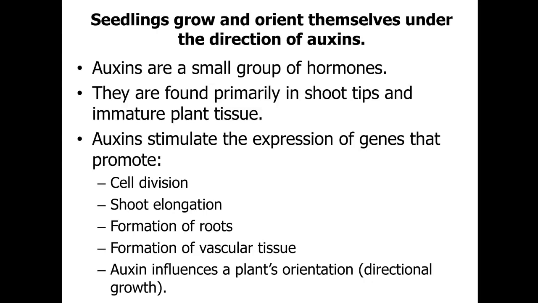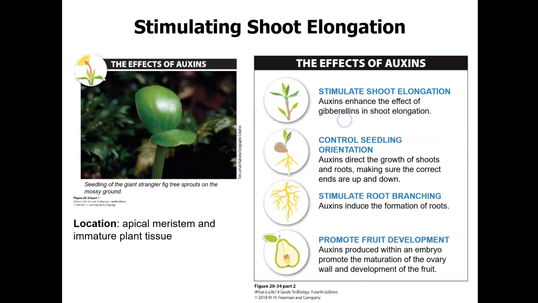Seedlings then grow and orient themselves under the direction of auxins. Auxins are a small group of hormones found primarily in the shoot tips and immature plant tissue. Auxins stimulate the expression of genes that promote cell division, shoot elongation, and formation of roots and vascular tissue, and they help enhance the plant's orientation, or what direction it's going to grow in.